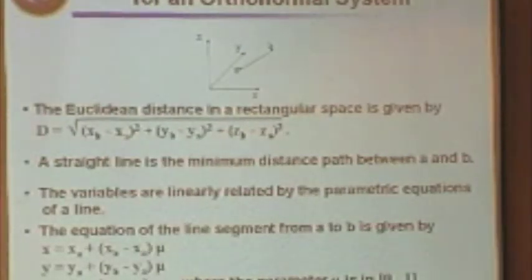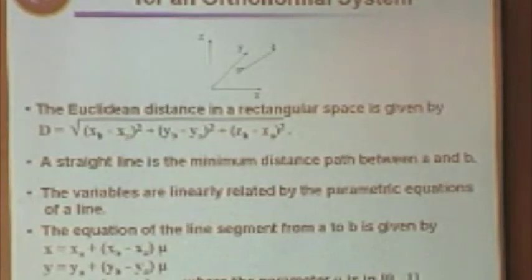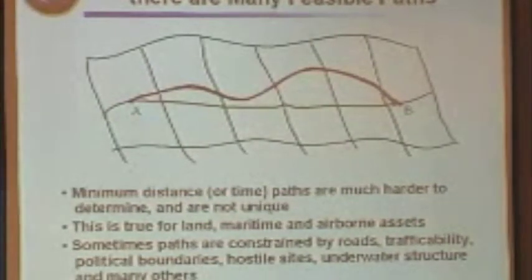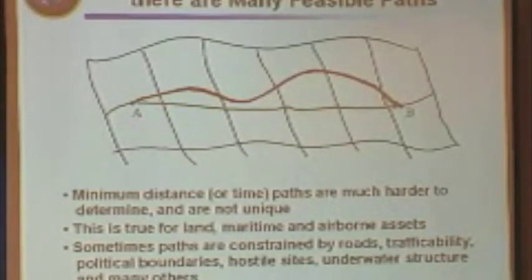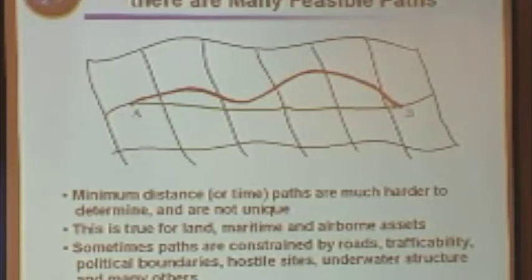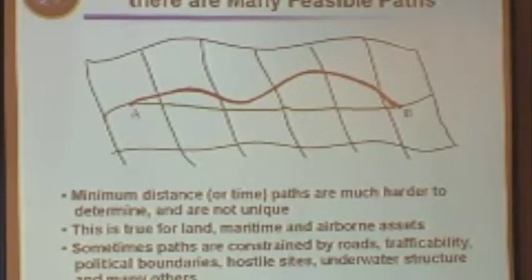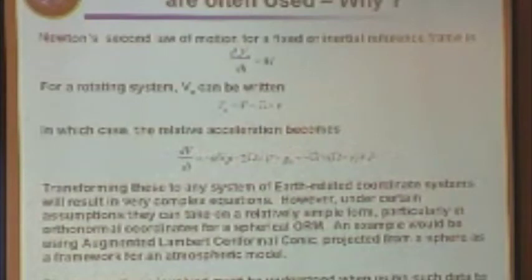We talked about Euclidean distance being simple, and you can all read about this. And this is the issue that in the real world, when you put an environment in there, you don't go directly up and over the mountains. You contour around, and there are lots of different paths, and they're not unique. So one has to be careful about the word distance, too.